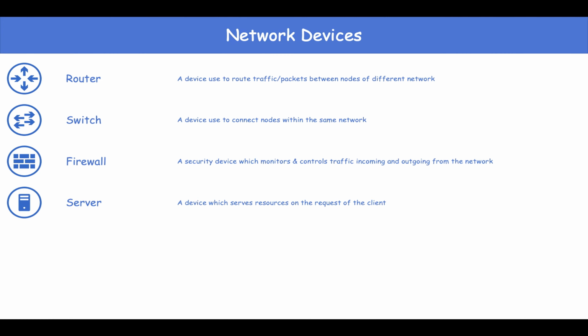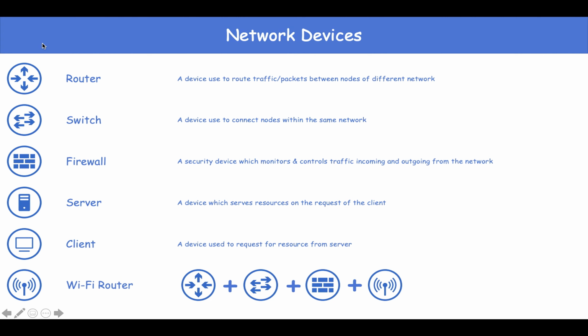A server is a device which serves resources on the request of the client. And a client is a device which requests resources from the server. We use all of these devices unknowingly in our daily life. Let's look at this symbol, which represents a Wi-Fi router, which is a combination of a router, a switch, a firewall, and a wireless access point, also known as a wireless switch, with which we connect our phones and laptops. Our phones and laptops are clients which request data from a server, and both of these devices are also called endpoints.